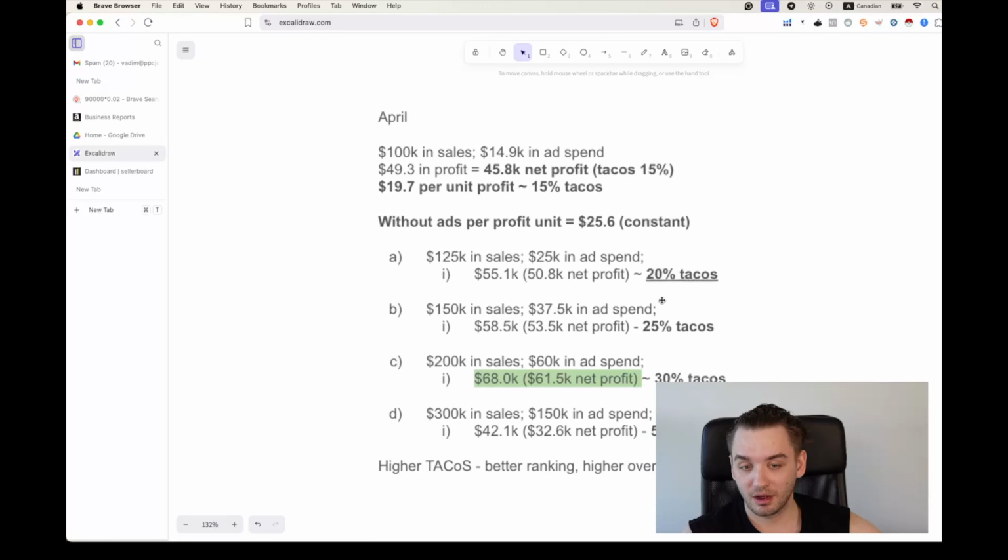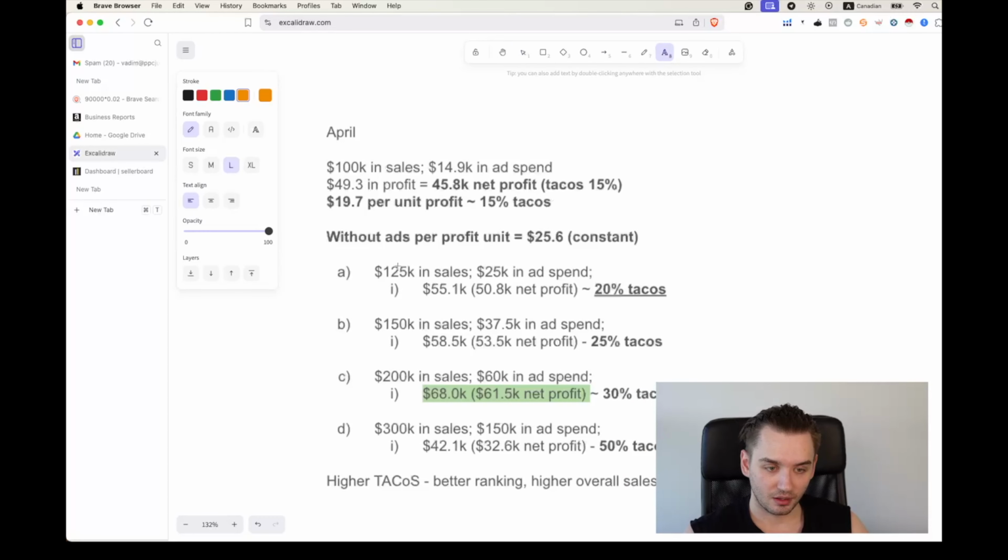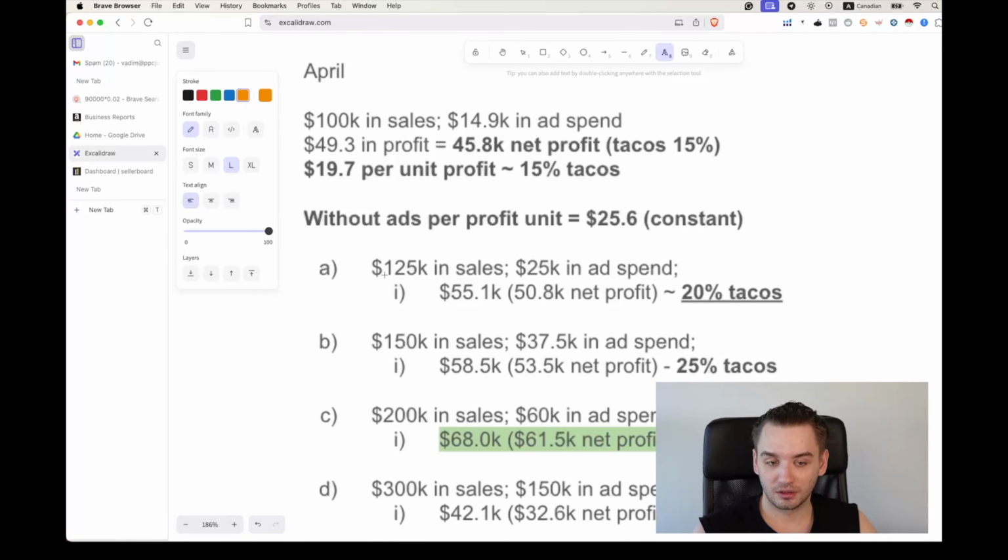So here are a couple of scenarios on how that looks. For the next month, we could have a scenario where we target 20% TACoS. So this is what it's going to look like. Presumably, this relationship here is always going to be constant under 20% TACoS. So presumably this was the sales, this was the ad spend. So you see how the profit increases.